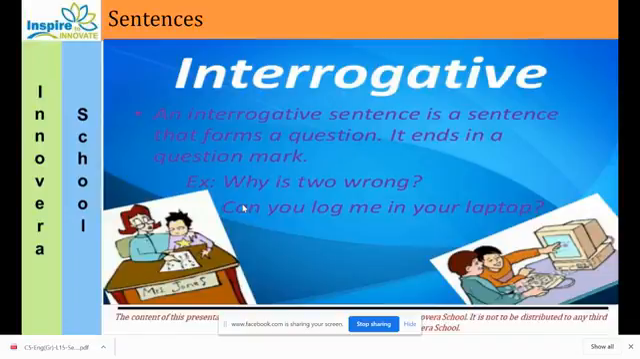Now, as I said, yes no question is there. So what will we do? If I said Ram is a good boy, and I need to change it into a yes no question, what will happen? Is Ram a good boy? So the position of verb and the place of subject change. Here is will move to before subject.